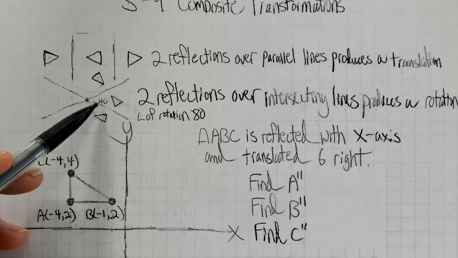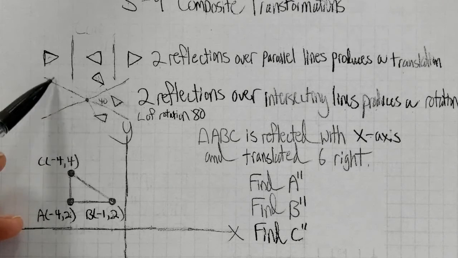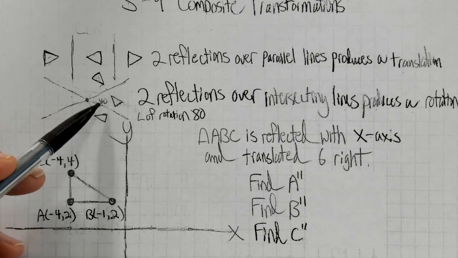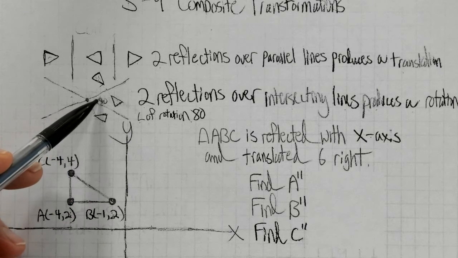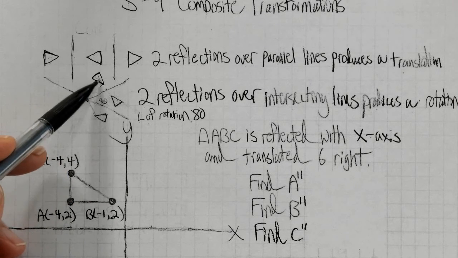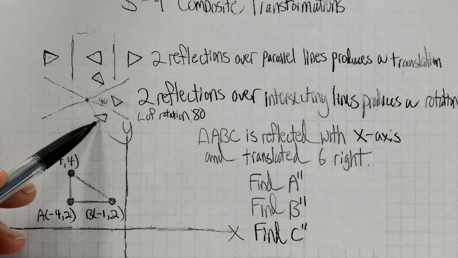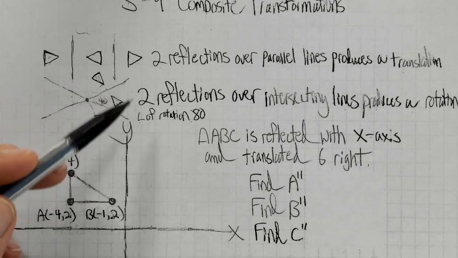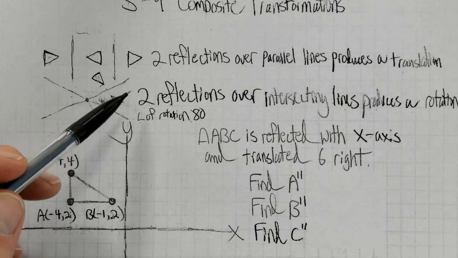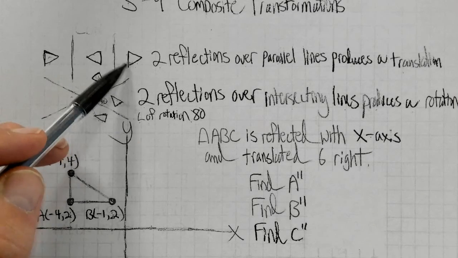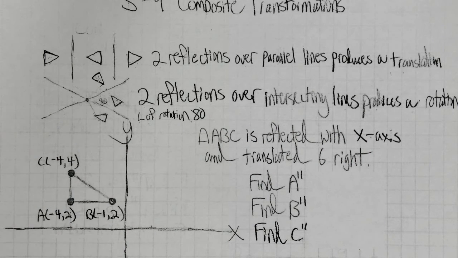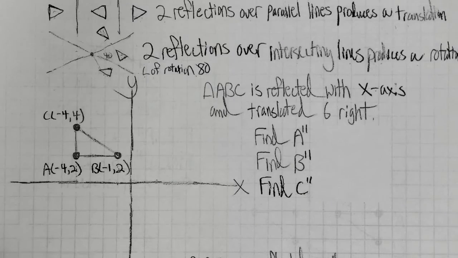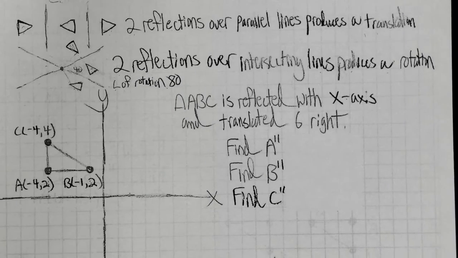Now, here's the other thing. Whatever this angle is right here, the angle that's formed by the intersecting lines, whatever that angle is, you do it times 2, and that's the angle of rotation. So if this angle is 40 degrees, then the rotation from here to here would be 80 degrees. All right, so just a couple of facts to make sure that we understand about composite transformation. Because here I'm doing two reflections to produce a translation. Here I'm doing two reflections to produce a rotation. All right? And so let's go ahead and do a few more composite transformations now.